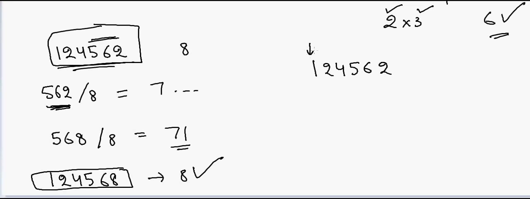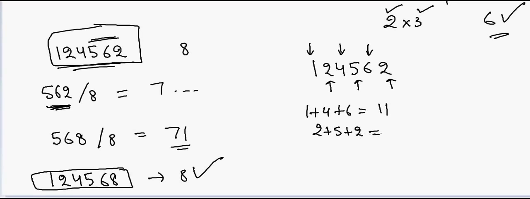So what I'll do is I'll take the alternate digits. So 1, this number, and this number. So I'll take this and this, and then I'll take this number and this number, and I add them together. So I'll say 1 plus 4 plus 6, that's 11, and then 2 plus 5 plus 2, that's 9. So if I subtract 9 from 11, that gives me 2, and 2 is not divisible by 11, so this number should not be divisible by 11.